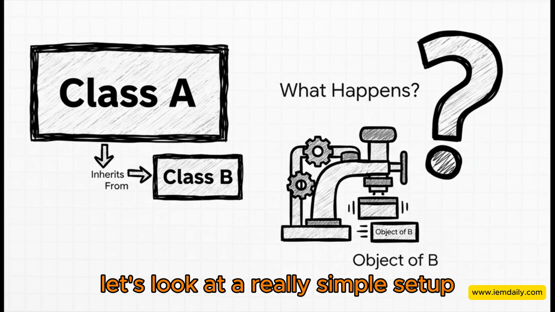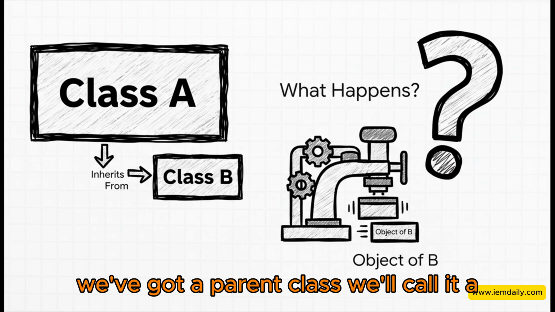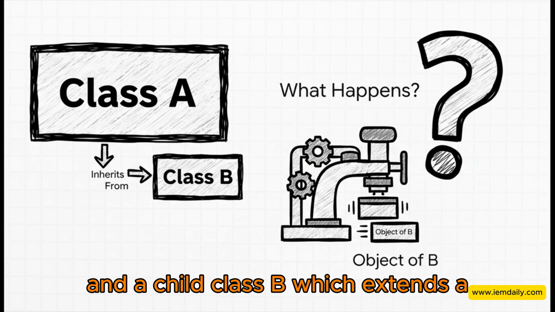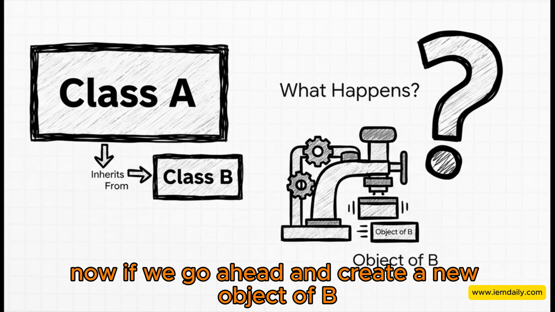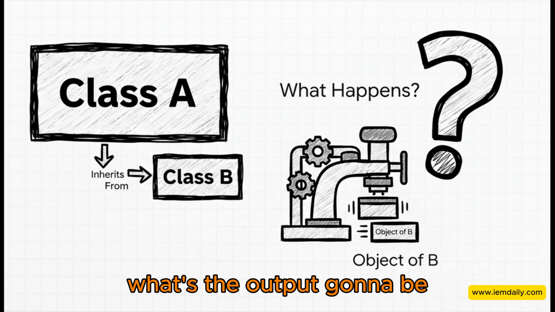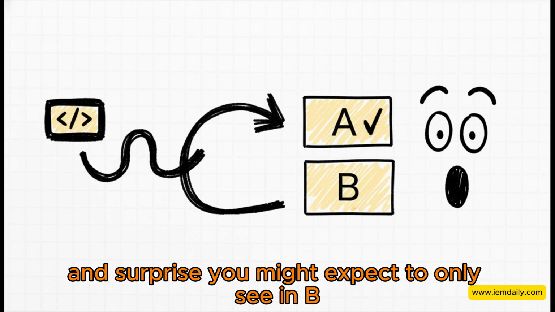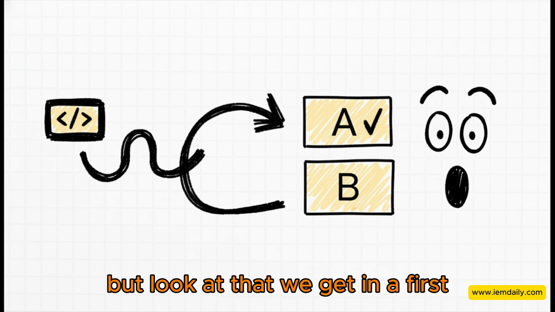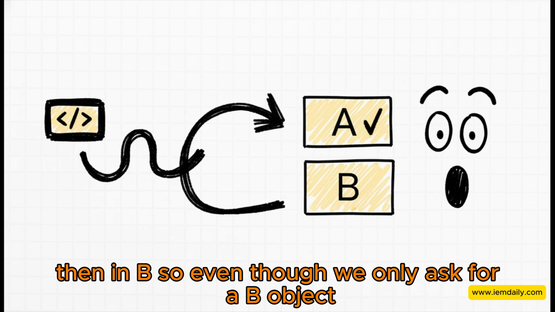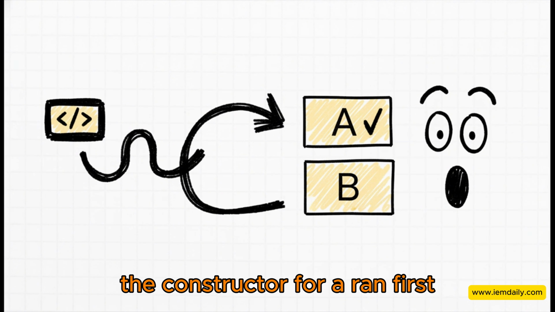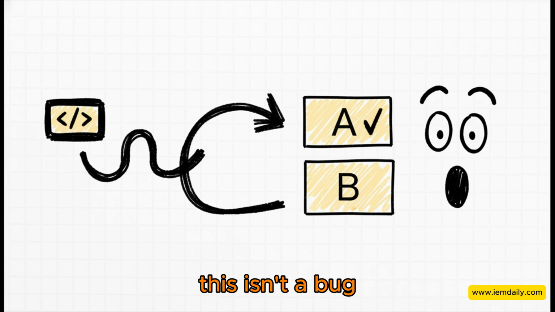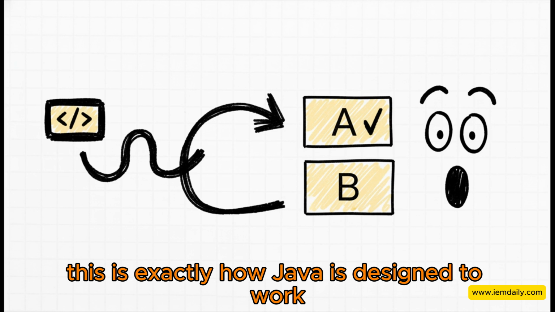Let's look at a really simple setup. We've got a parent class, we'll call it A, and a child class, B, which extends A. Now, if we go ahead and create a new object of B, what do you think is going to happen? What's the output going to be? And surprise! You might expect to only see "in B", but look at that. We get "in A" first, then "in B". So even though we only asked for a B object, the constructor for A ran first. This isn't a bug. This is exactly how Java is designed to work.